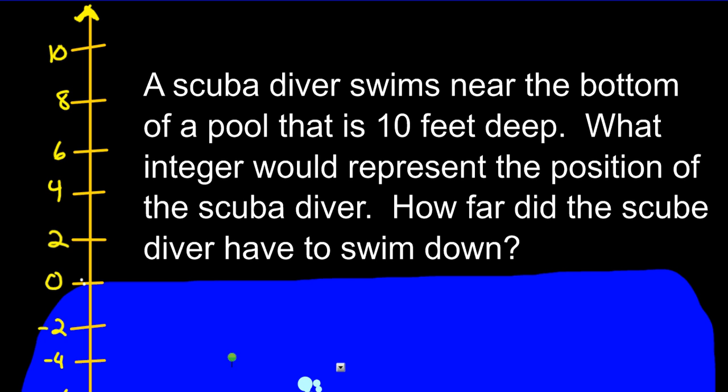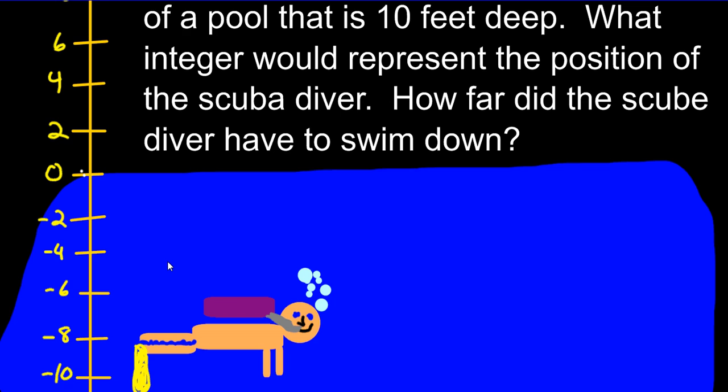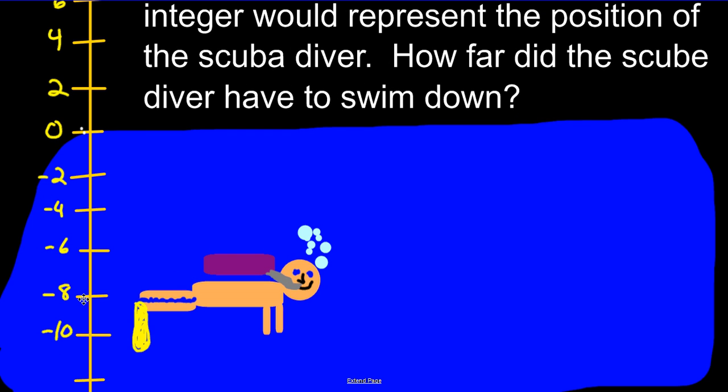Here's our last one. So we have a real-world example. A scuba diver is swimming near the bottom of a pool that is 10 feet deep. What integer would represent the position of the scuba diver? Okay. And right here, it looks like he's near the bottom. It looks like he's at negative 8 feet, or the integer would be negative 8.